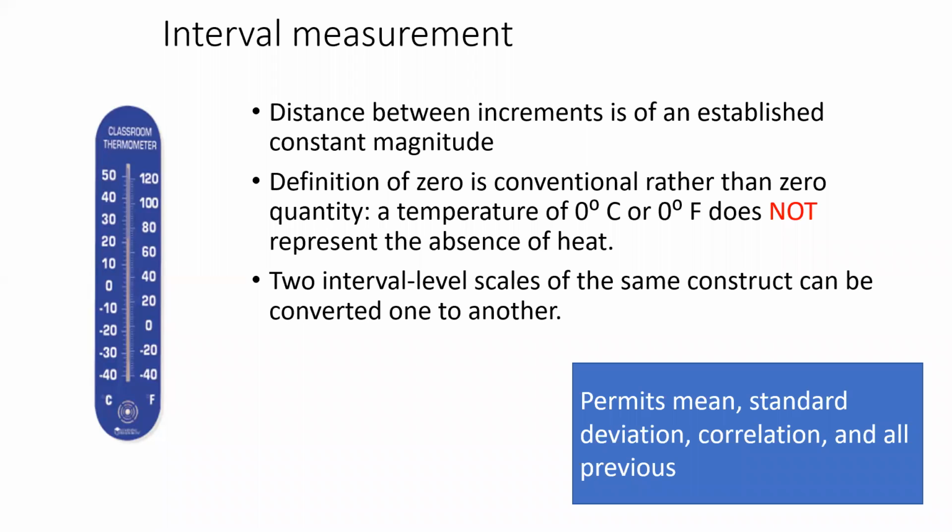In a race, what you'd look at is the amount of time from start to finish, which would give you the distance between the places. But the place number itself doesn't tell you anything about distance. So in interval level measurement, we do have that information.